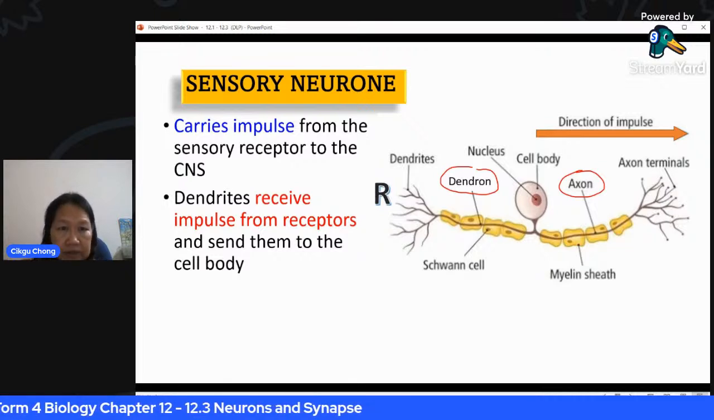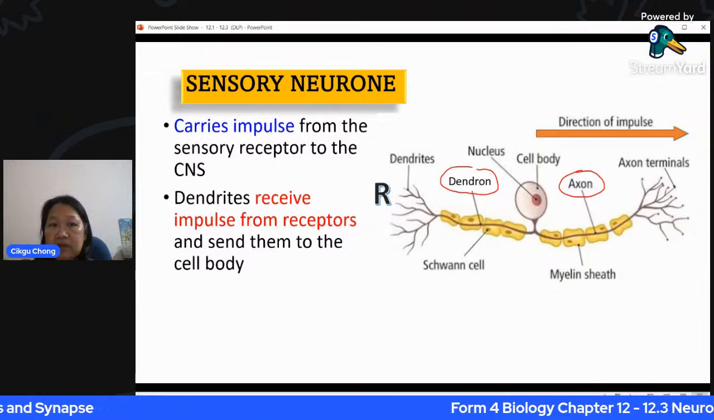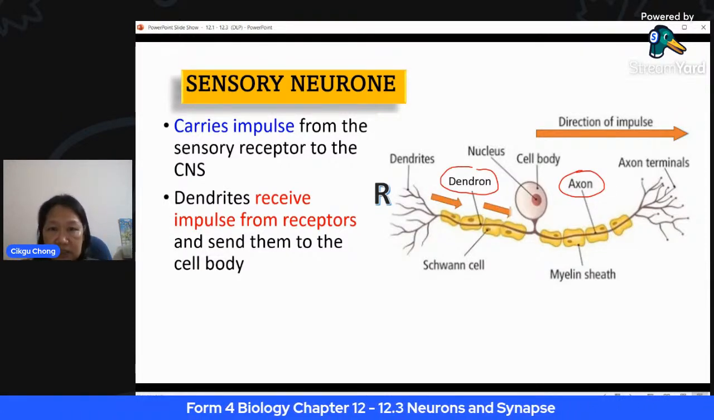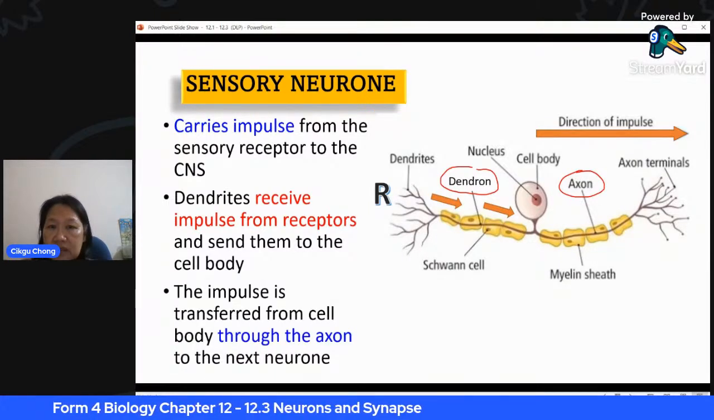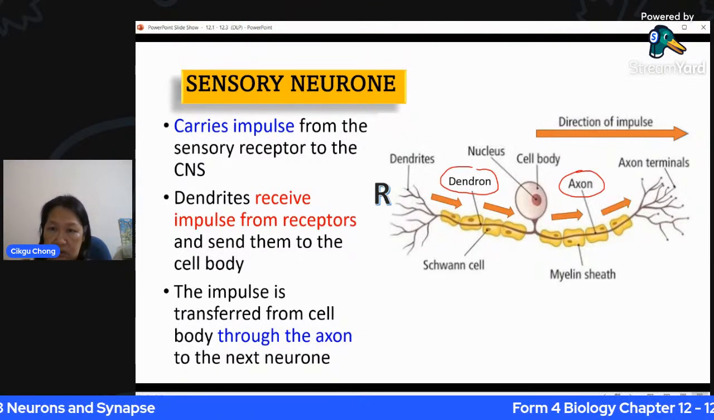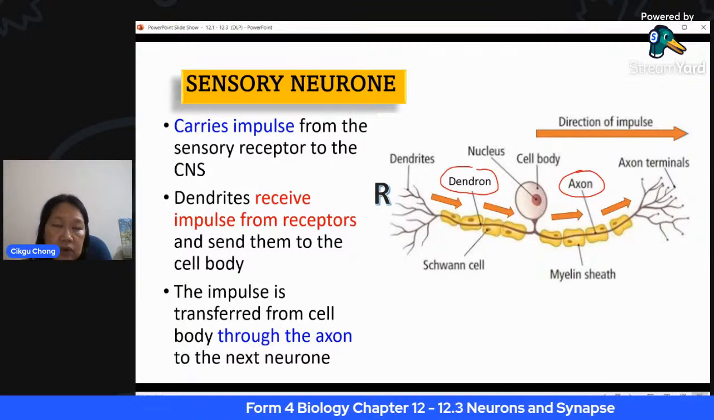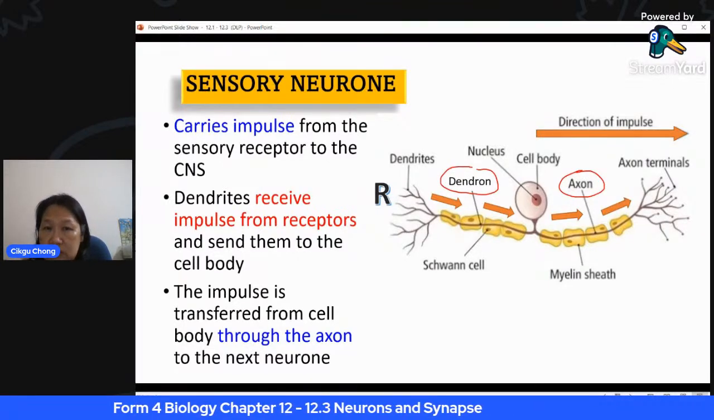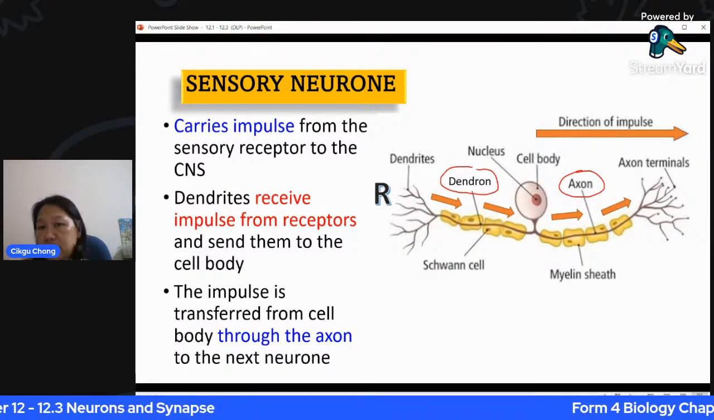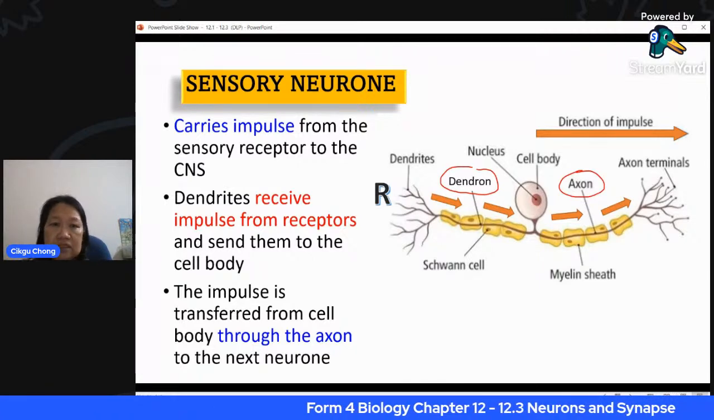Okay, the receptor is here. The dendrites receive the impulse from the receptors and send it to the cell body. After that, the cell body will transfer this impulse through the axon. You see the direction there? So the direction of impulse is important when you want to label your neurons. The dendron is the one before the cell body. The one after the cell body, which carries the impulse out of the cell body, is called the axon. This is how you recognize it.